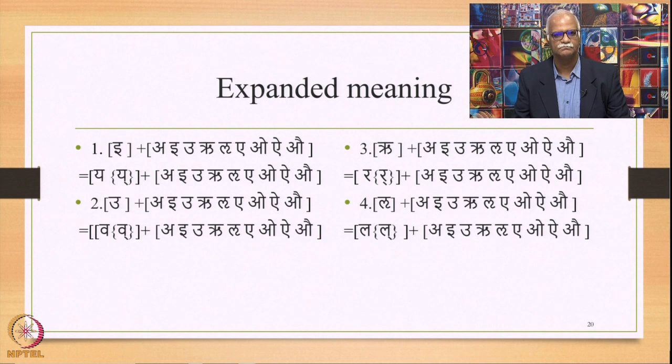So the expanded meaning of Iko Yanachi is something like this: E followed by any vowels, and E will be replaced by Y, substituted by Y consonant, and the output would be Y plus any of the vowels. Second will be U followed by any vowels, and U will be substituted by V consonant, and the output would be V plus any vowels. Similarly, Ru followed by any of the vowels, Ru will be substituted by R consonant, and the output would be R plus any vowel. Fourth will be Lu followed by any vowel, and Lu will be substituted by L consonant, and the output would be L plus any vowel.